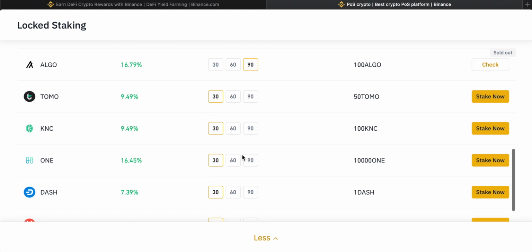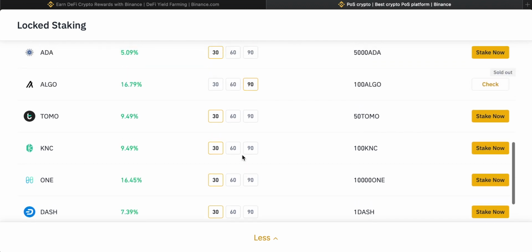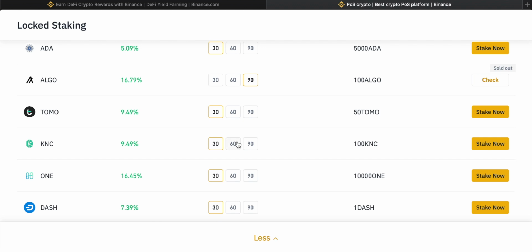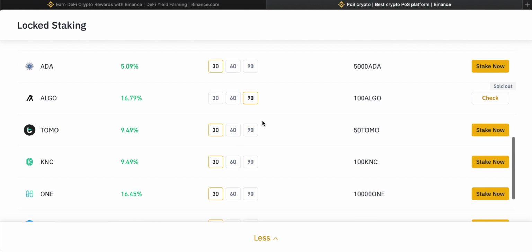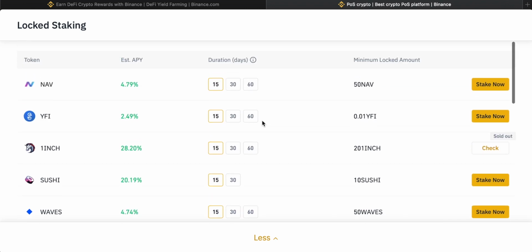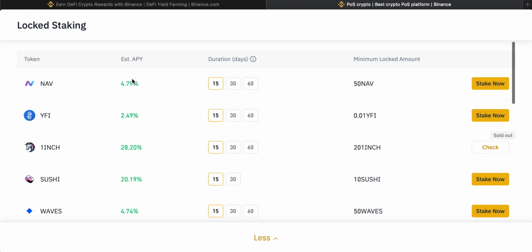Another risk of using Binance as well is that because you have to put your coins on the exchange when you are staking them, there is a risk that Binance may be hacked. And if they are hacked, then your coins may be gone. So that is a risk that you have to factor in when you are looking at the APY, or the yield for all of these stakes.